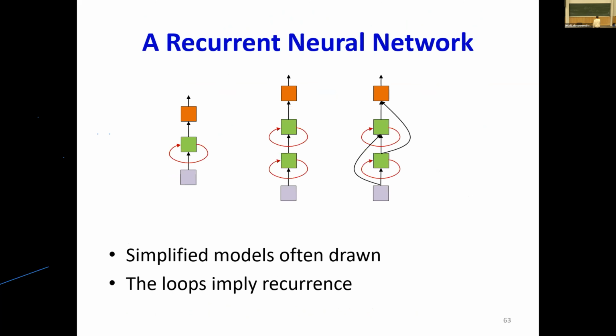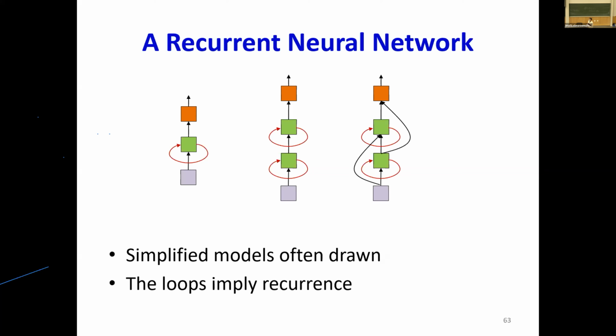Now, if you look at pictures and papers and books, you will find recurrent neural networks represented in this manner with this little looping arrow. That looping arrow doesn't mean that the output of the neuron is fed back to itself. It just means that the output of a neuron is fed back to that neuron at the next time.